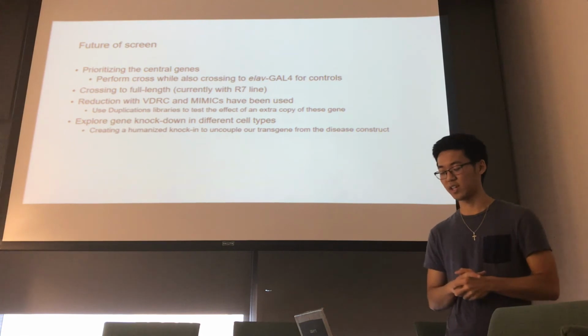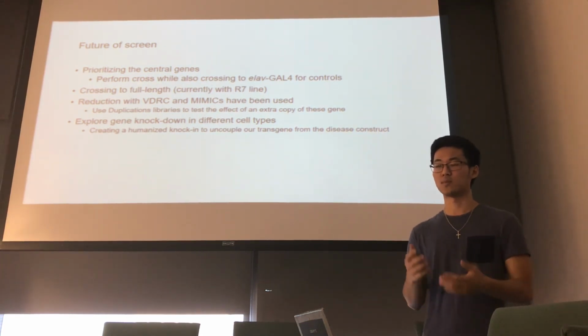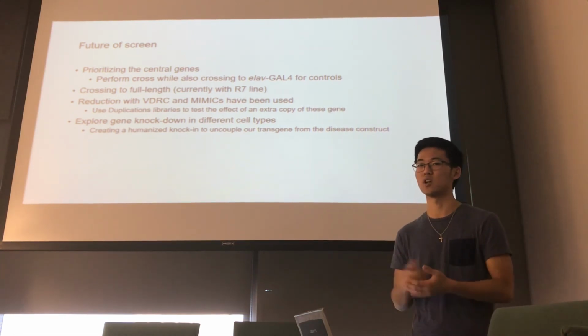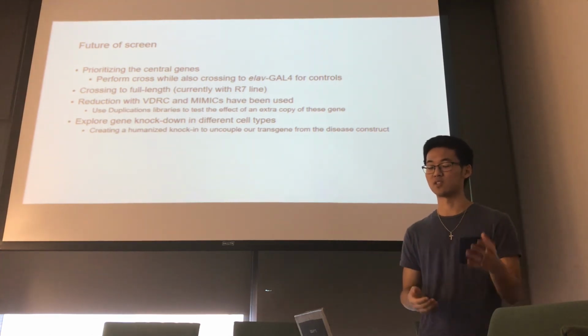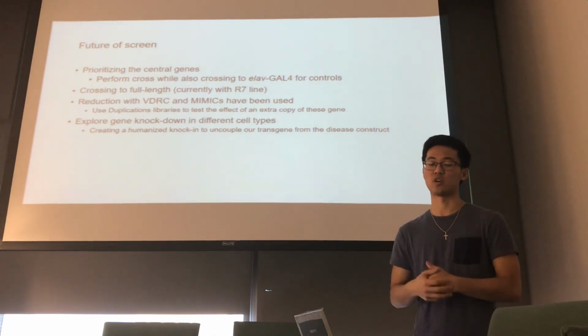We will also create a humanized knock-in model of Huntington's, which means that we will try to substitute exon 1 of the fly Huntington gene with the human exon 1 version, so that we can use the endogenous fly drivers for Huntington's to express the human mutant Huntington disease. And this is what I will be working on next semester.